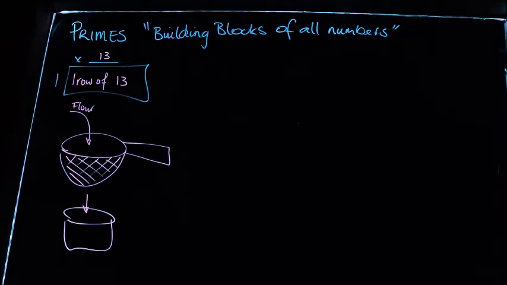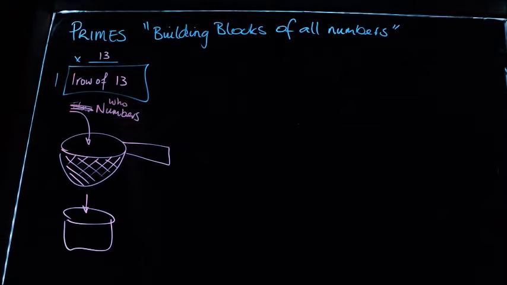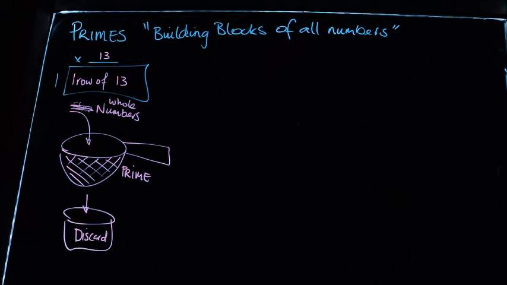The sieve is catching what we need, and instead of flour, let's change this to numbers. And it's only whole numbers. And we're going to catch the prime numbers in the sieve. That's all we need. Okay, and we're just going to discard all the other numbers for a moment. We're not interested in them, we're only interested in primes. So the thing is, with primes, we can only have one row of something.